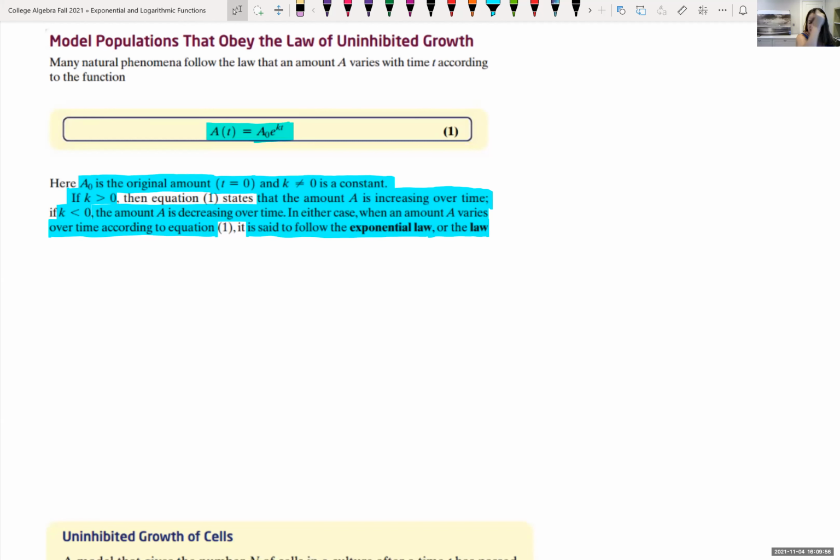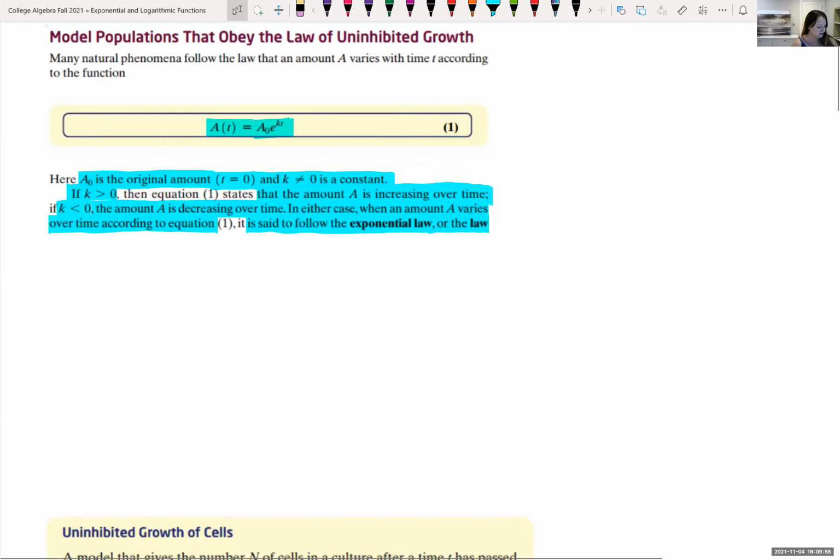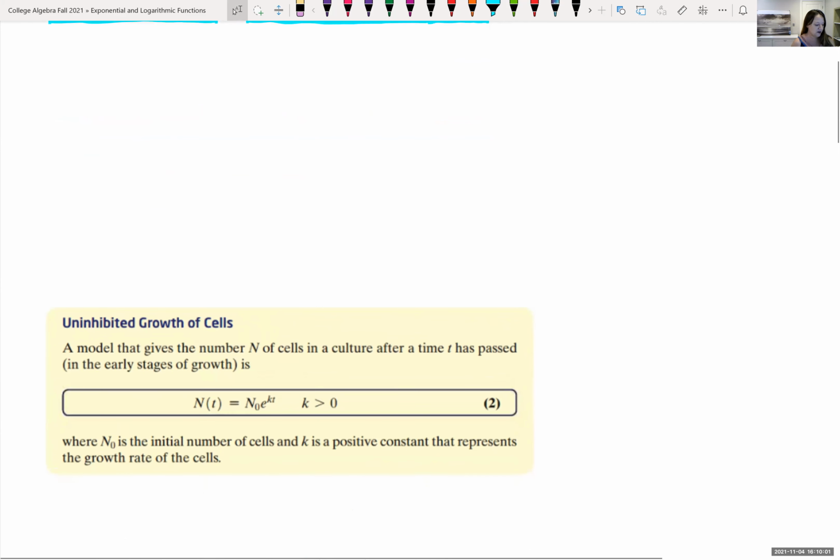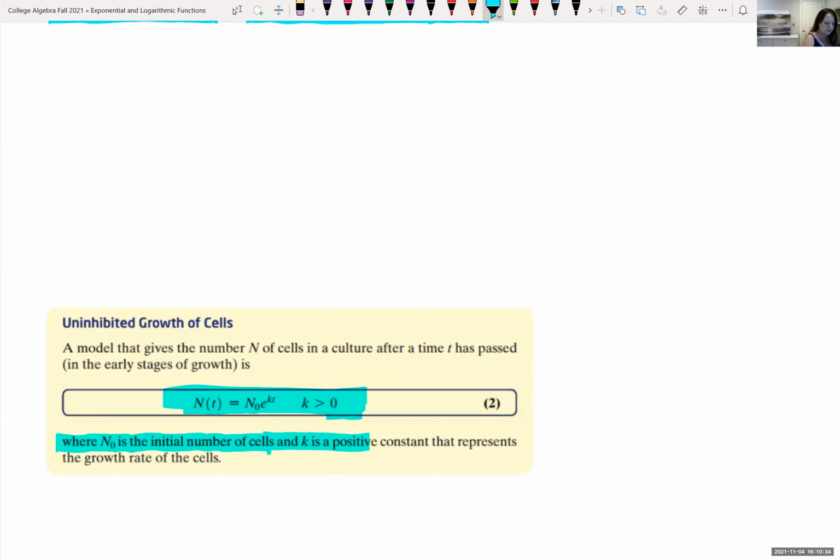Notice that these formulas in the next couple of things are the exact same. So if we had an uninhibited growth of cells, this model gives the number n of cells in a culture after time t has passed. In the early stages of the growth, n of t is equal to n sub 0 e to the kt. We're talking about a growth, so k has to be positive. N sub 0 is the initial number of cells at time t equals 0. Again, k is a positive constant that represents the growth rate of those cells.